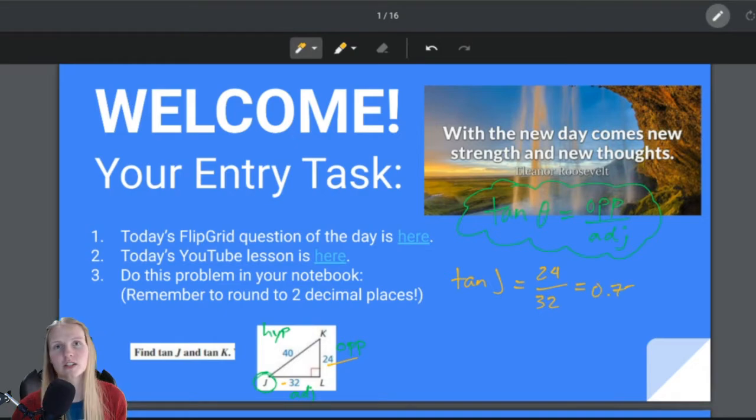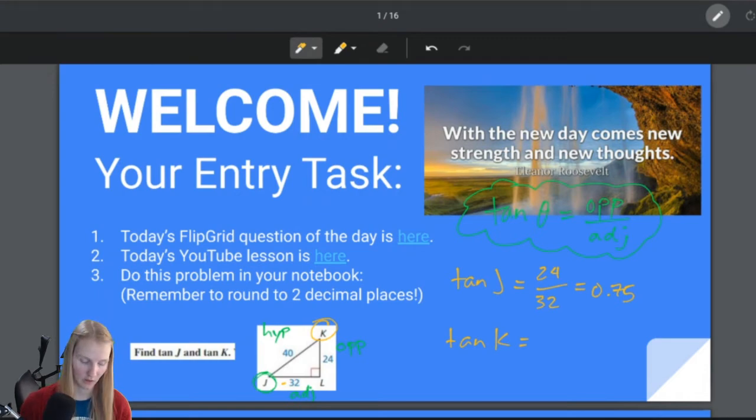Okay, so 24 divided by 32 is 0.75, which is the same as 3/4. Beautiful. Okay, so now we are going to look at K, as we want to find the tangent of K.